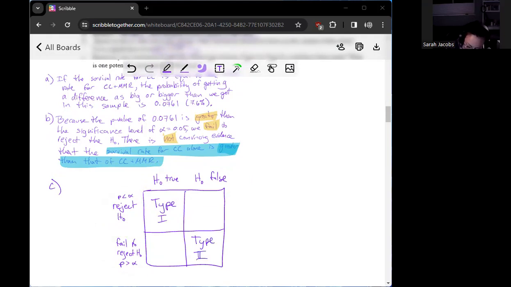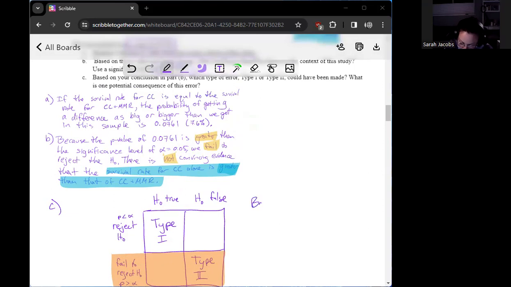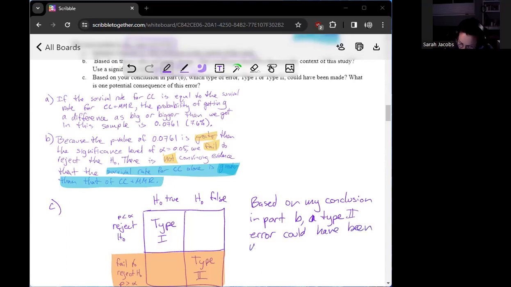So in this case, we failed to reject the null hypothesis. So there's only one type of error that we can make, because there's only one type of error that you can make if you fail to reject the null hypothesis, and that's a type 2 error. So for the first part, based on my conclusion in part B, a type 2 error could have been made.